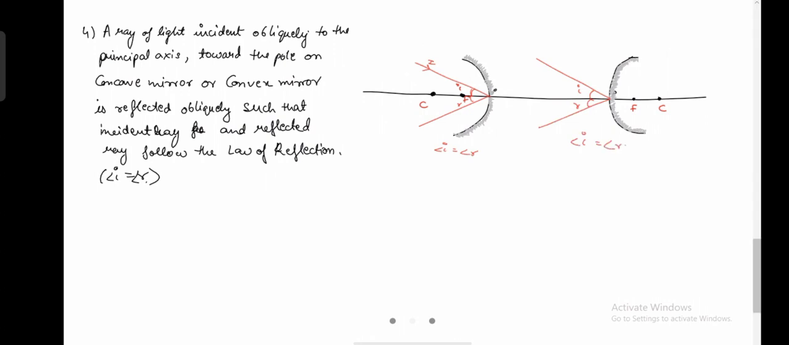So let's come to the definition part also: a ray of light incident obliquely to the principal axis towards the pole, it is coming towards the pole. Now these two lines are actually in the same plane, and that is the pole. Either it can be a concave mirror or a convex mirror, it is reflected obliquely such that the incident ray and the reflected ray follow the law of reflection. What shall be the law of reflection? That the incident angle is equal to the reflected angle. Also, these two lines should be falling in the same plane, right? And this is what the four laws are.